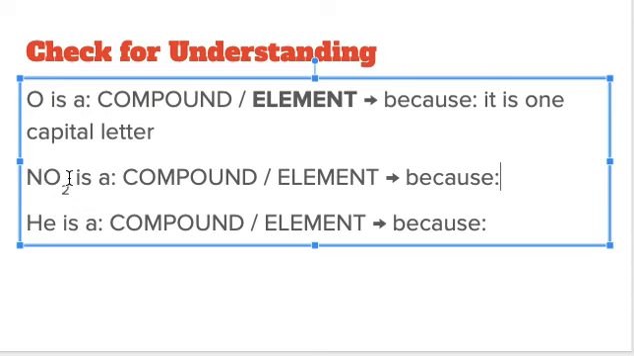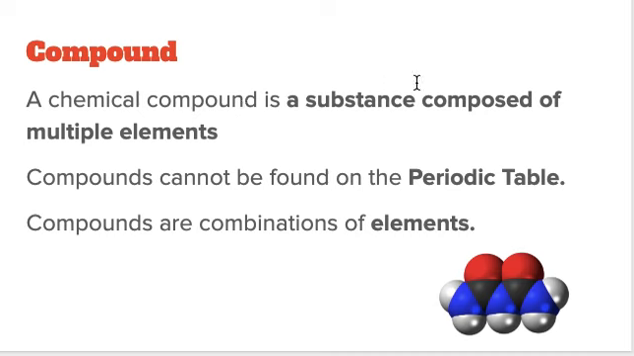NO2: is it a compound or an element? Always, when I'm trying to figure out these questions, I look back to my naming rules. I know elements are either a capital letter or a capital and a lowercase. If it's anything other than that, it's a compound. I look here, I see that I have 2 capital letters. That means it is a combination of 2 elements. I read my definition. A chemical compound is a substance composed of multiple elements.